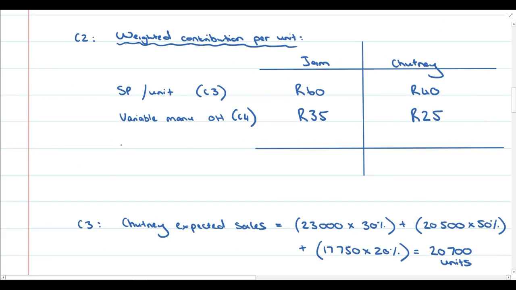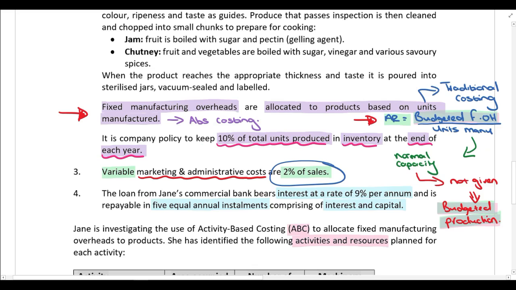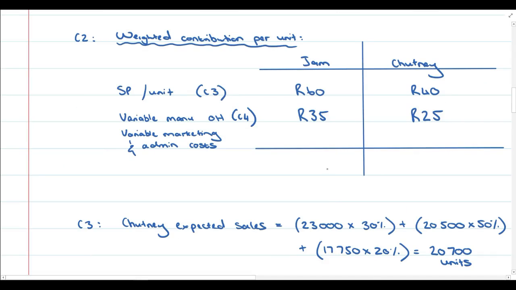Then lastly, we just need to deduct variable marketing and admin costs. All right, and this is a simple enough calculation, guys, because you'll remember in note 3, you were told that variable marketing and admin costs are 2% of sales. So the easiest way to perform the calculation is to take the selling price per unit for each product and multiply by 2%, and that will then give you the variable marketing and admin costs per unit.